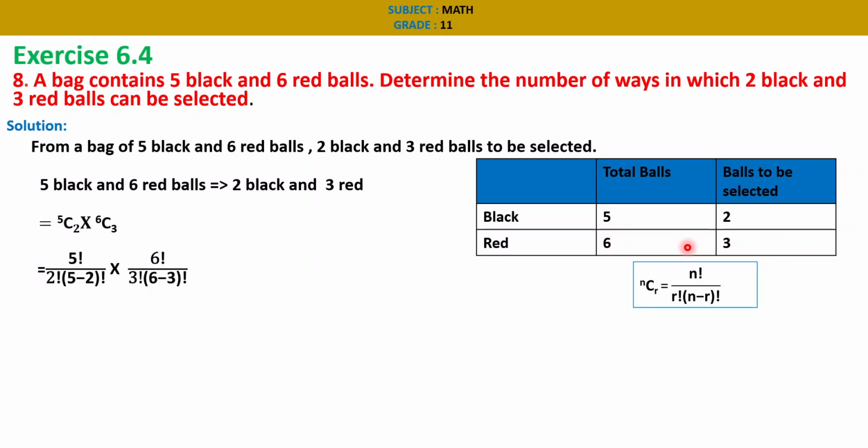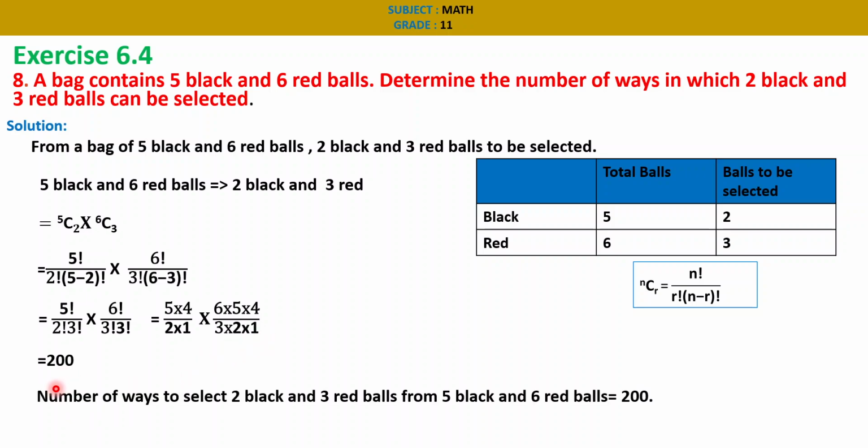So from the 5 black and 6 red, we need 2 black and 3 red, that is 5C2 and 6C3. In this one this is n, here this is r. Therefore 5 factorial divided by 2 factorial into 5 minus 2 factorial, into 6 factorial divided by 3 factorial into 6 minus 3 factorial. That is 5 factorial divided by 2 factorial into 3 factorial, into 6 factorial divided by 3 factorial into 3 factorial. That is 5 into 4 divided by 2 into 1, into 6 into 5 into 4 divided by 3 into 2 into 1. That is 200. Therefore, the number of ways to select 2 black and 3 red balls from 5 black and 6 red balls is equal to 200.